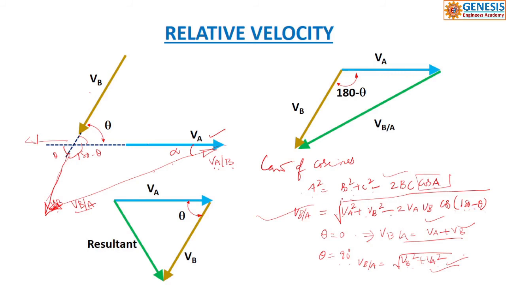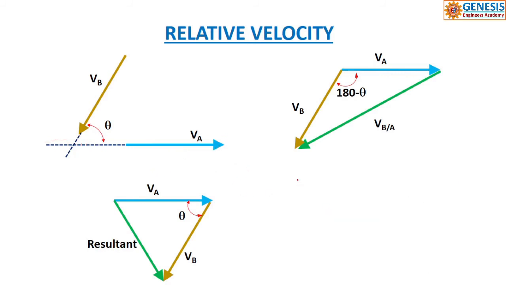Now the direction. I am supposing this is the direction with the horizontal. The direction can be found using the law of sines. What is the law of sines? The vector divided by the sine of the angle between the other two. If I wanted to know sine alpha, the vector opposite sine alpha is VB, so it is VB by sine alpha.